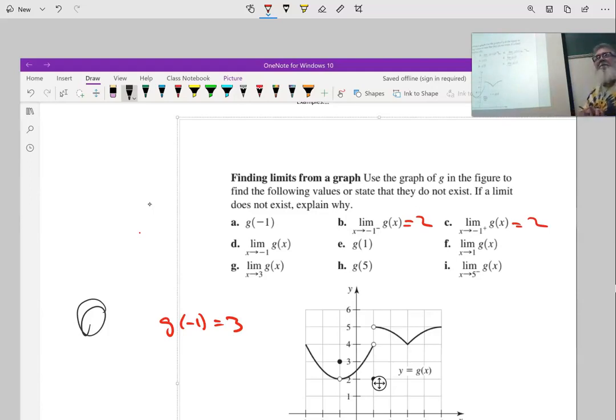Are they the same? They are, right? So what is this down here? This is the two-sided limit. So we already know that is going to be what? 2.